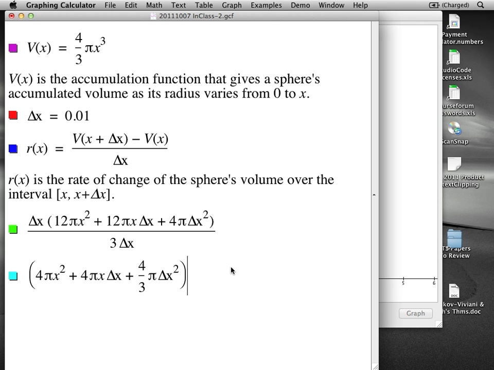Now, if we let delta x be really, really small, what will this be essentially equal to? 4 pi x squared.